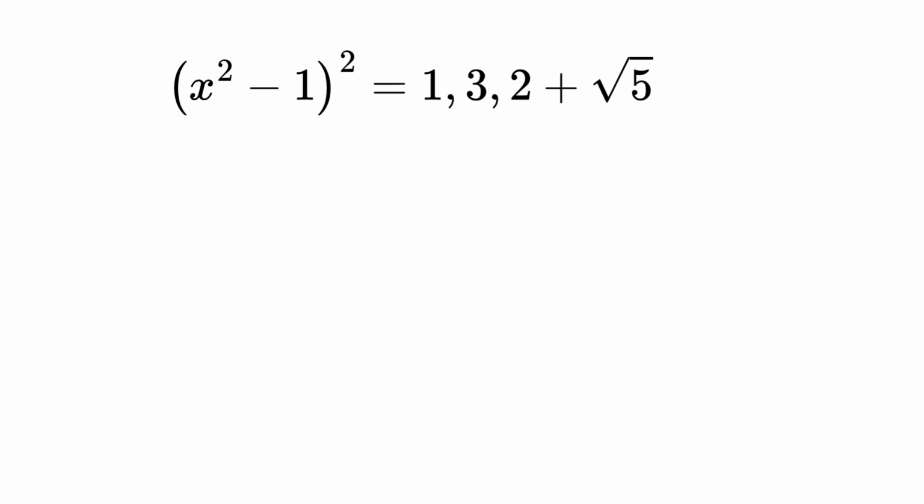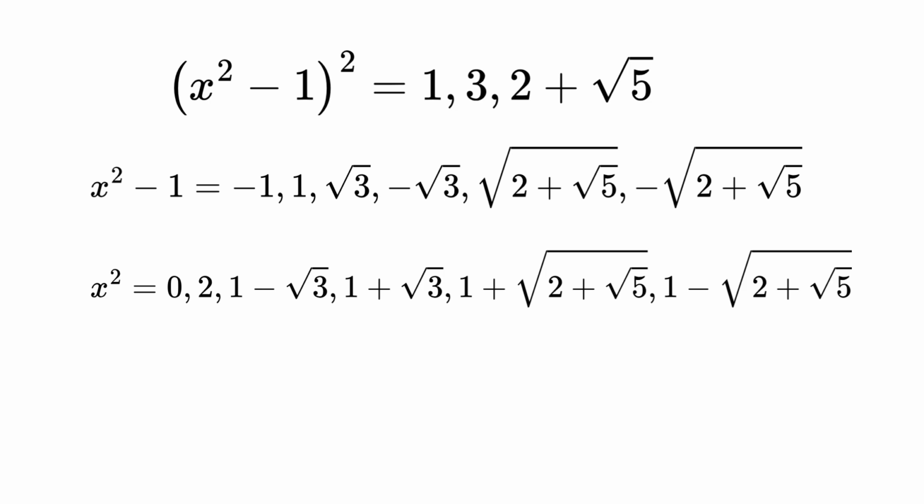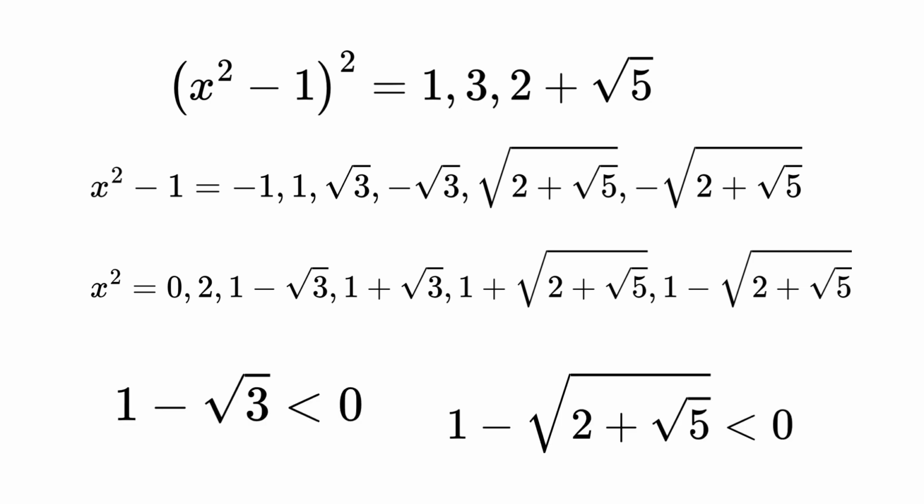Now take the square root on both sides, then we get x² − 1 equal to ±1, ±root 3, ±root (2 + root 5). Minus 1 comes to the right side, then we have x² equal to 0 or 2, or 1 − root 3, or 1 + root 3, or 1 + root (2 + root 5), or 1 − root (2 + root 5). Now 1 − square root 3 is less than 0, and also 1 − root (2 + root 5) is less than 0, so they give imaginary numbers.